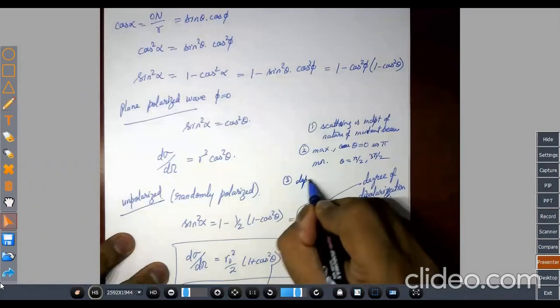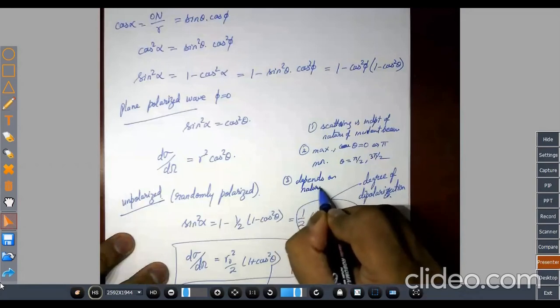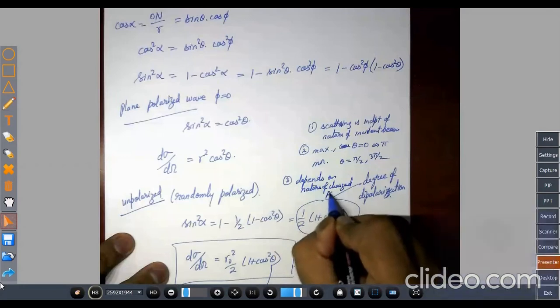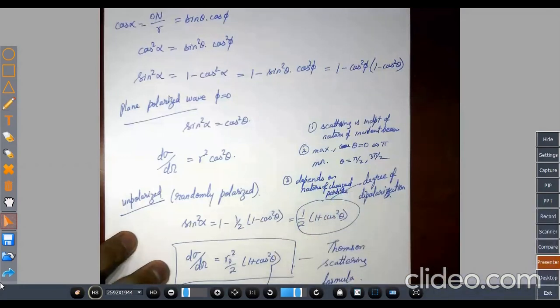depends on nature of charged particle. Why? Because of this R0. This is the classical radius for an electron. If the particle is different, then R0 will be different.